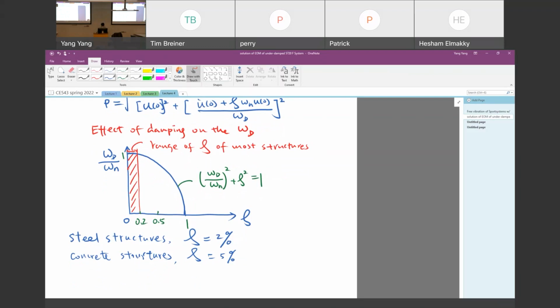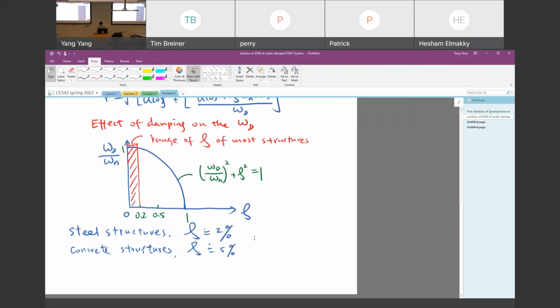So this is just an approximate value. It's also a function of the structure type. The data, a lot of dynamic testing shows that the ratio is pretty material to use for the check.